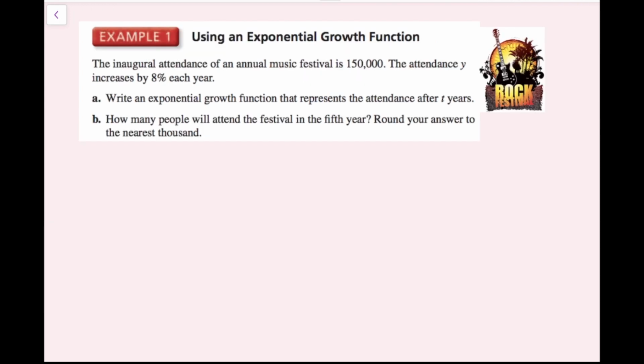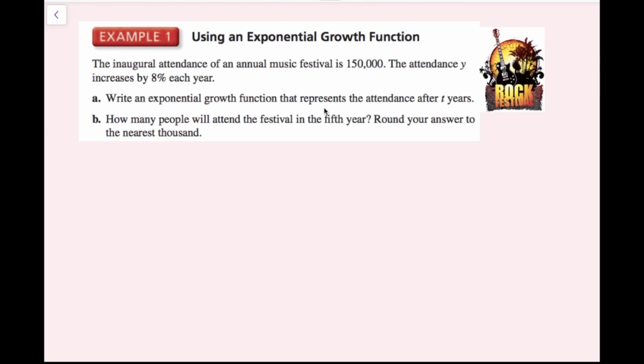The inaugural attendance of an annual music festival is 150,000. The attendance y increases by 8% each year. Part A. Write an exponential growth function that represents the attendance after t years. Part B. How many people will attend the festival in the 5th year? Round your answer to the nearest 1,000.